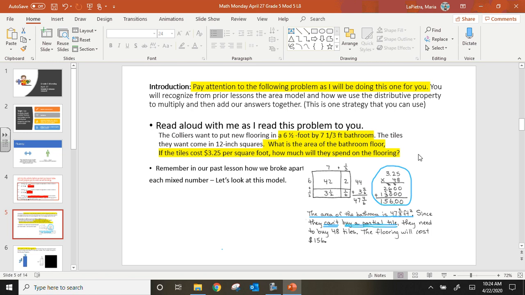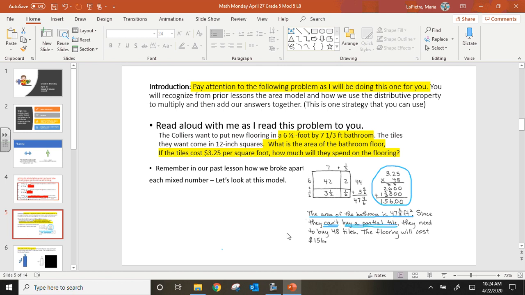So I like this one because this is like an everyday question, because some days you guys will have your own house and you'll want to put carpet in, or you'll want to do tiles or whatever, and you'll need to know this. So remember in our last lesson or past lessons how we broke apart each mixed number. So let's look at this model. So basically to find the area, we need to say 6.5 is right here, times 7 1/3, shown right here.